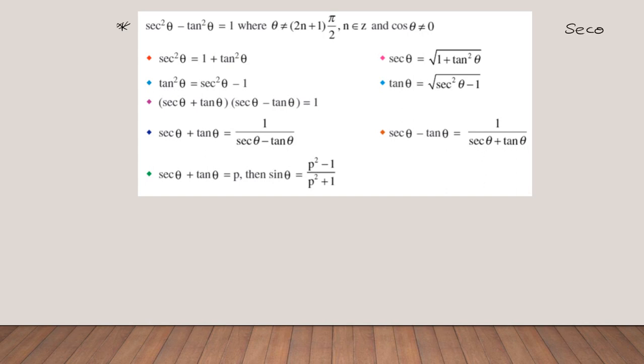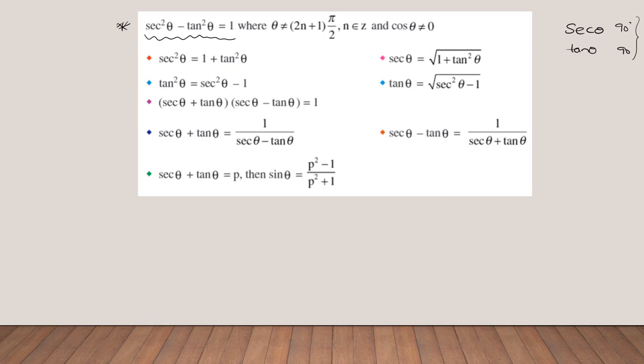So secant is not defined for 90 degrees, and tan is also not defined for 90 degrees. So these two are behaving the same. That's why those two are combined together to form an identity. Here the identity is secant square theta minus tan square theta is equal to 1. Remember this: secant square theta minus tan square theta is equal to 1.